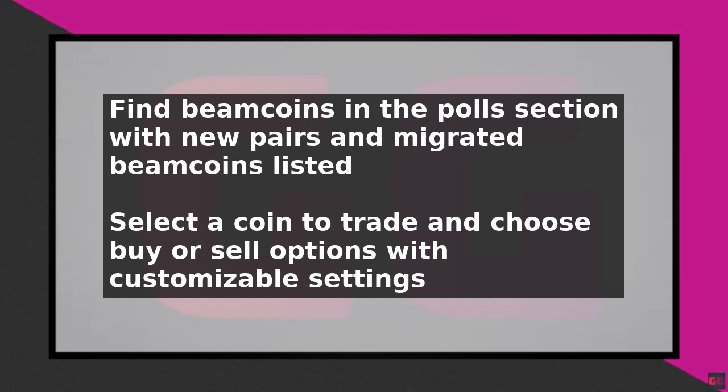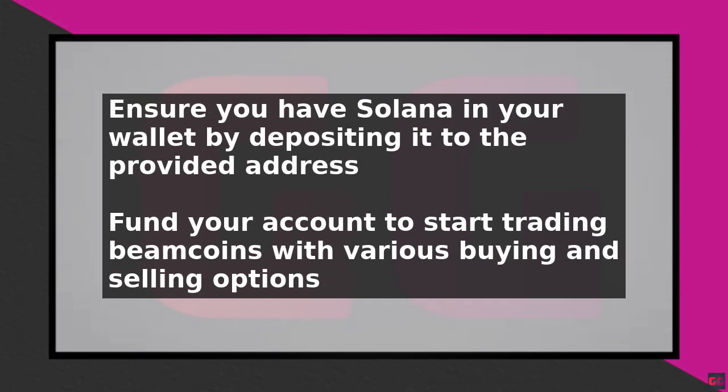After selecting a coin to trade, you can choose to buy or sell it, using options such as buy directly, limit, or advanced, and customize your trading experience with presets and adjustable slippage priorities.